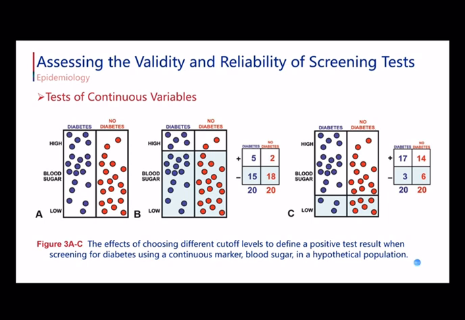Nevertheless, we must select a cutoff point so that those whose results fall above the cutoff can be called positive and can be called back for further testing, and those whose results fall below that point are called negative and are not called back for further testing.